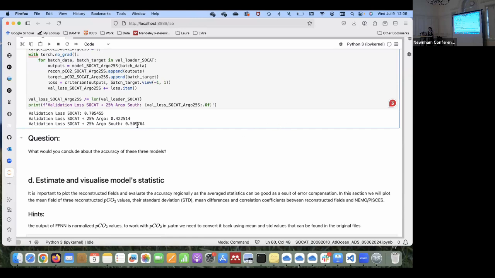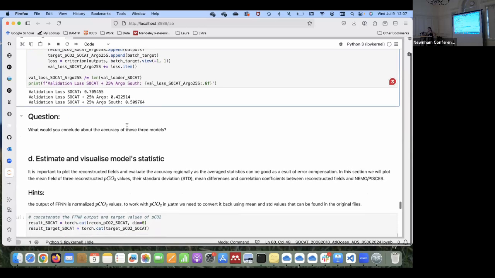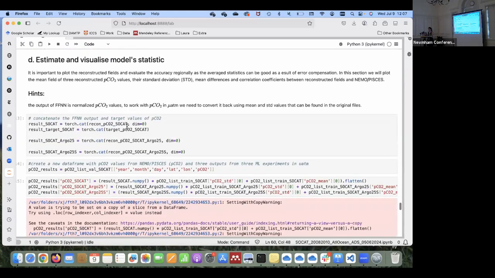I finally finished this for me. This is more what I was expecting. In some cases the two are closer to each other, but in general the second one should be slightly better than the third one. As you were seeing, in some cases it's very marginal. It depends a bit, but that points to the direction that we don't really need Argo floats everywhere.